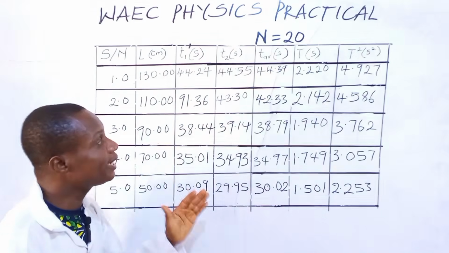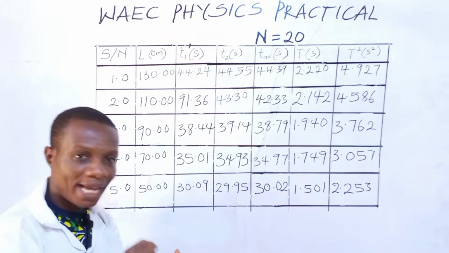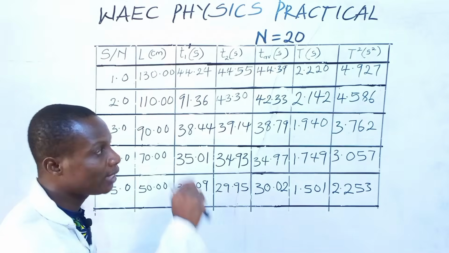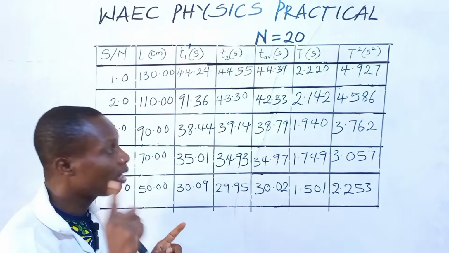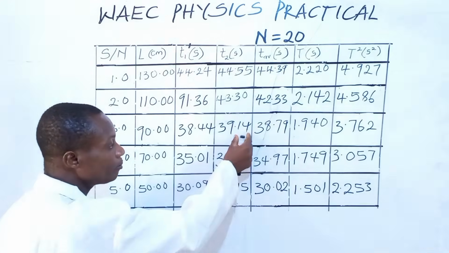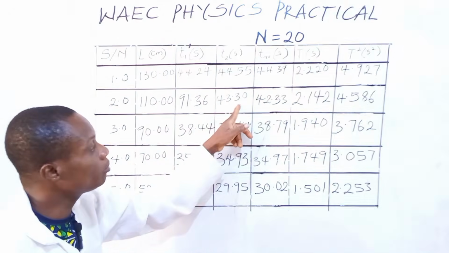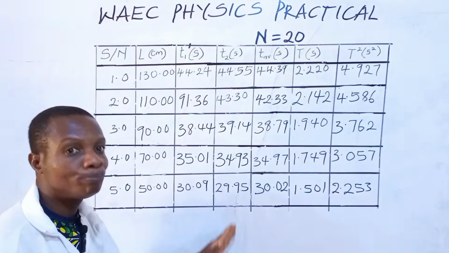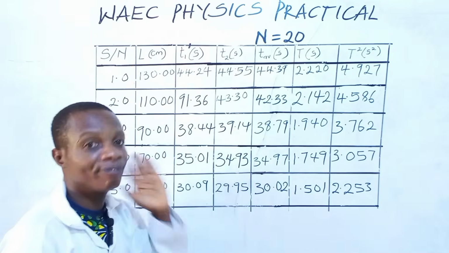To ensure you present a neat table, I will advise that you start with pencil. Write with pencil. Then when you are sure that you have made all corrections, you can use the pen to rewrite each of the values. Very important. Then also ensure that the decimal places, for instance, should be consistent. If this is 2 decimal places, this should also be 2 decimal places. This should also be 2 decimal places. So every value in a column should be to the same decimal places or same significant figures.